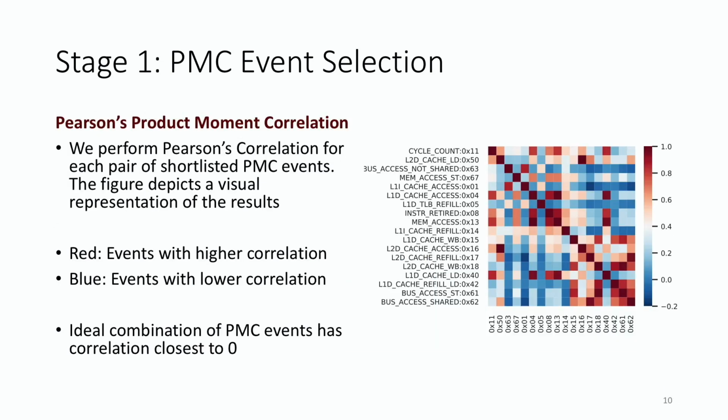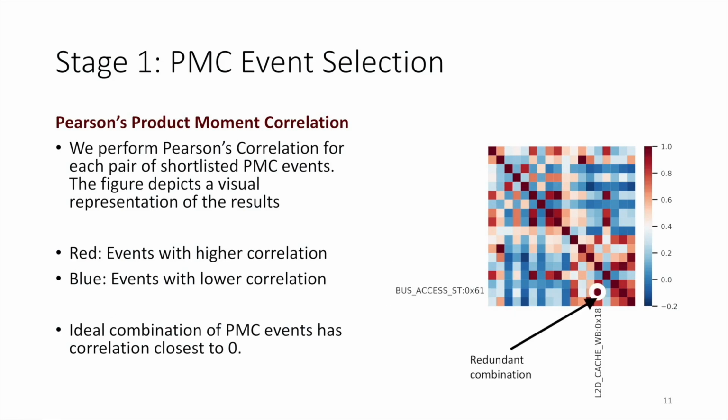For each pair of events, we calculate Pearson's product moment correlation, which is a measure of the strength and direction of association that exists between two variables. This produces an absolute value between 0 and 1 for each pair of recorded events, indicating the extent of correlation between them. A value of 1 indicates complete correlation, while a value of 0 indicates no correlation. The ideal combination is one where correlation among all events is closest to 0. Therefore, selecting a combination such as bus accesses store and L2D cache writebacks would deprive our neural network of valuable information.